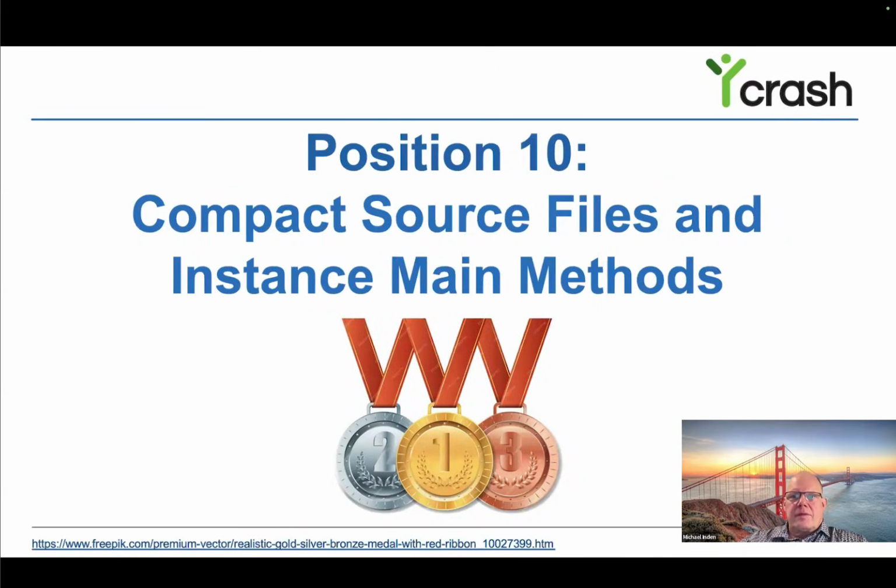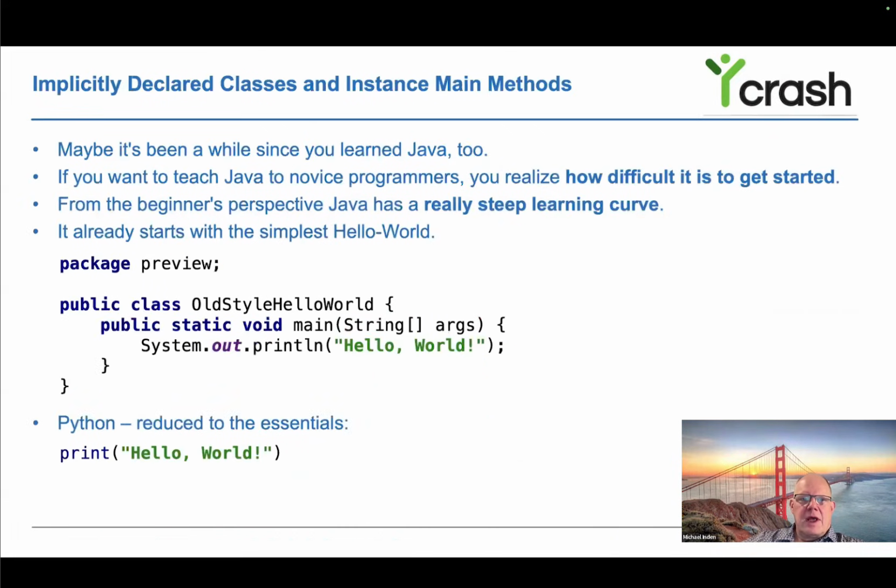Last one, number 10, compact source files and instance main methods. When we look back, or if you look back and you remember when you learned Java, it is not that easy, and you have to get an idea why I have to write this public class and why I have to write this static void, and then, yeah, passing the string arguments. If you look at Python, it's just a one-liner.